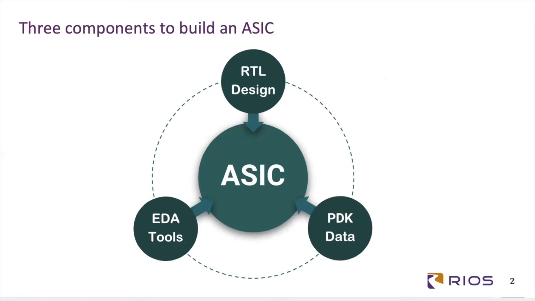When we want to manufacture an ASIC, there are three components needed: RTL design, EDA tools, and PDK data. And of course, it's not very precise, because if you are an analog designer, then we will replace the RTL design by MOSFET and some physics device.